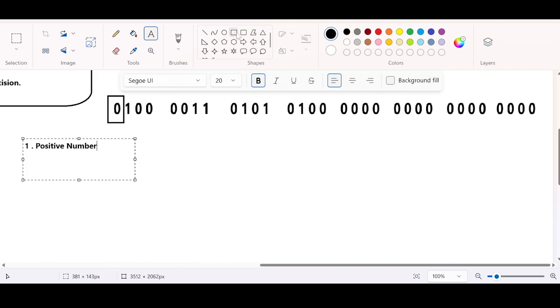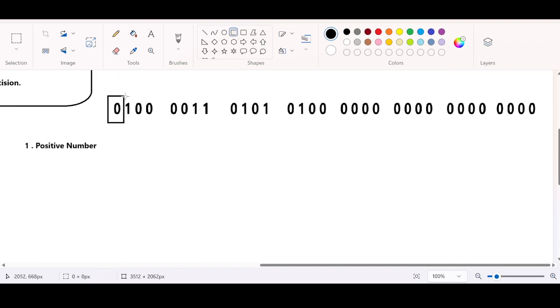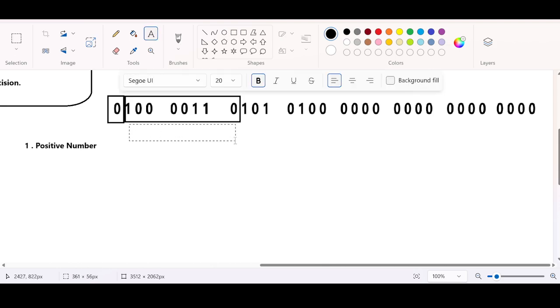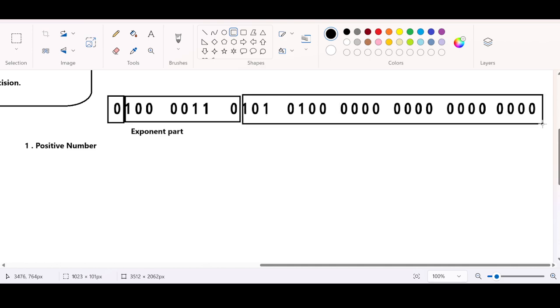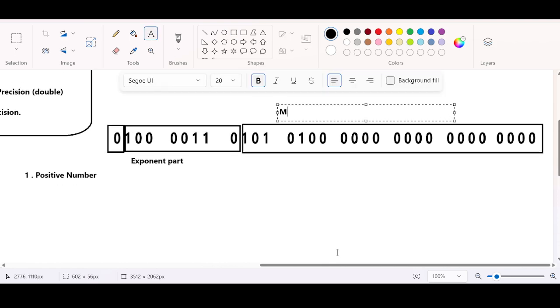And next, consider the next 8 bits. What are these bits representing? These bits are representing the exponent part. The remaining 23 bits are representing the fractional part. In computer terminology, we call this the mantissa. These are the things that we have discussed in the colleges. Mantissa or fractional part.